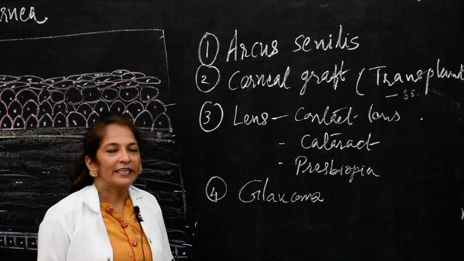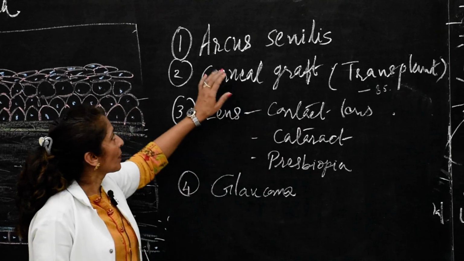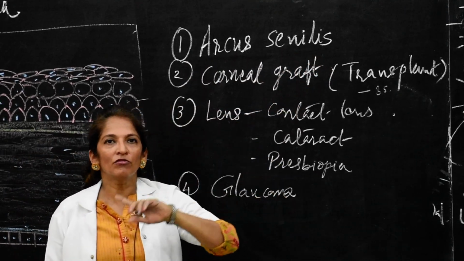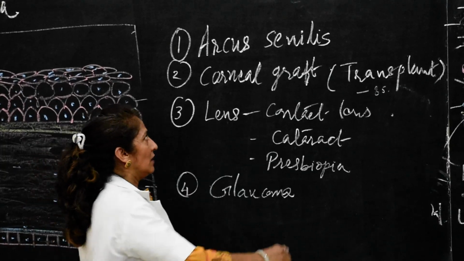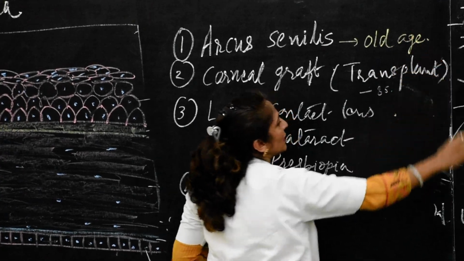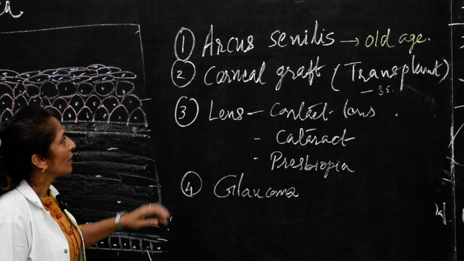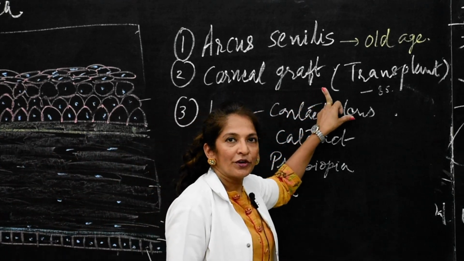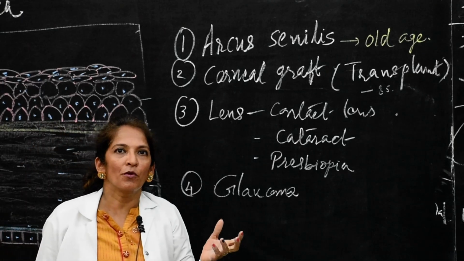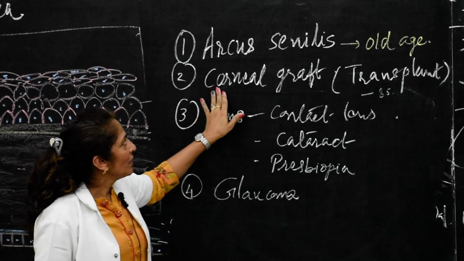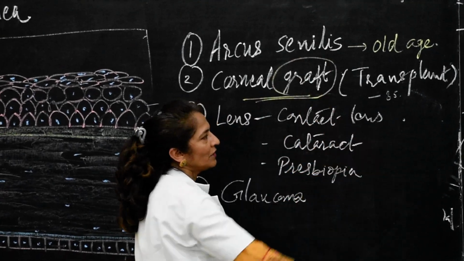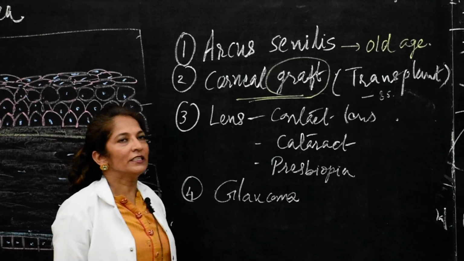Applied histology related to the eyeball. Arcus senilis is the whitish ring around the cornea. It occurs in old age due to degenerative changes. Corneal graft: the cornea can be transplanted or grafted from a donated eyeball into a human being. This is the most common and most successful graft or organ transplant.